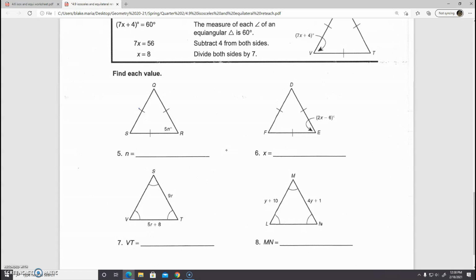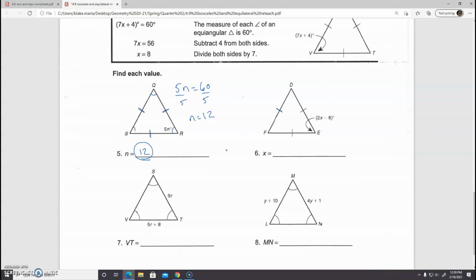So again, I see this side, this side, this side. All those sides are congruent, so we know all these angles are congruent, which means you know every angle is 60. So 5n has to equal 60. Divide both sides by 5, and you get 12. And they asked for n, so we're done.